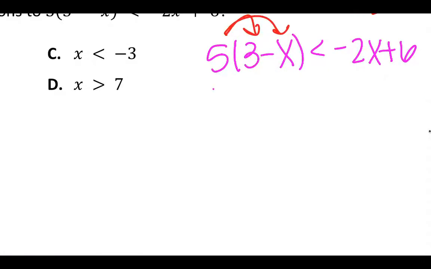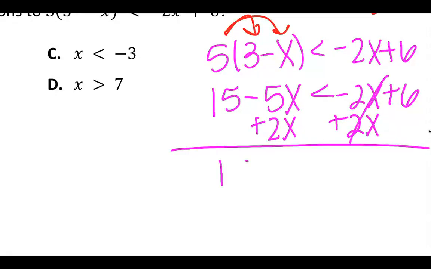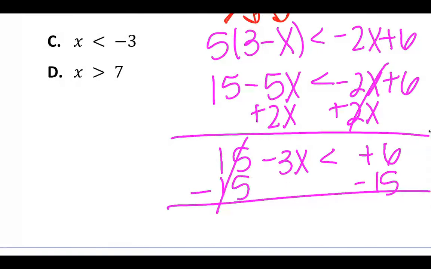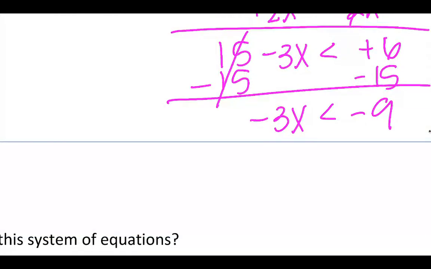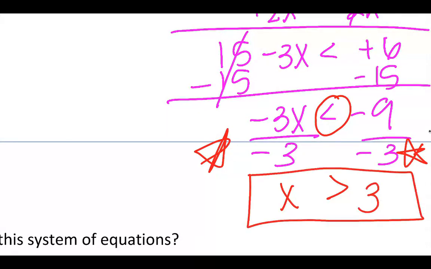I gotta slow down. Okay, 15 minus 5x, not 3x, plus 2x. Then minus the 15, negative 3x less than negative 9. Then I divide by the negative 3. I divided by a negative, so the sign is going to switch. So I'm left with x is greater than positive 3. That's better.